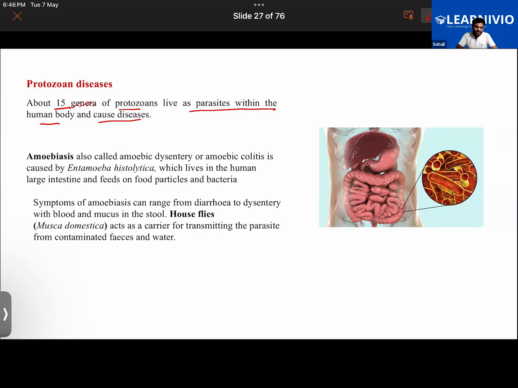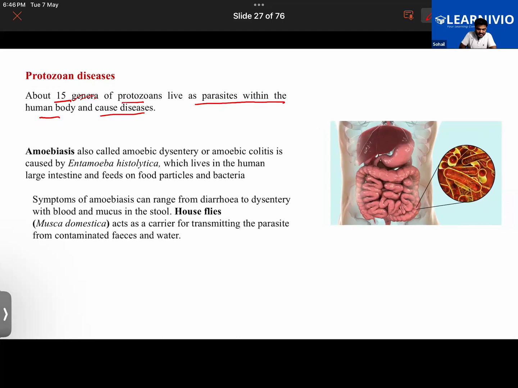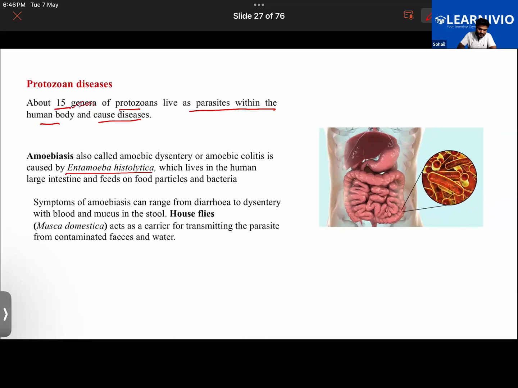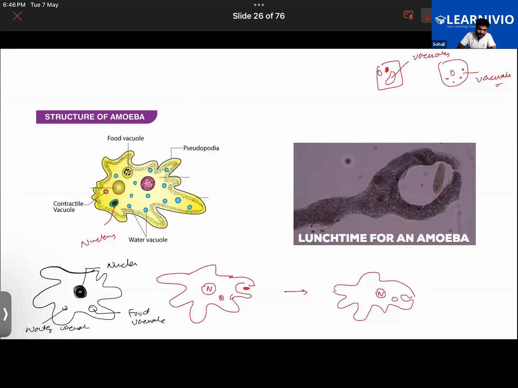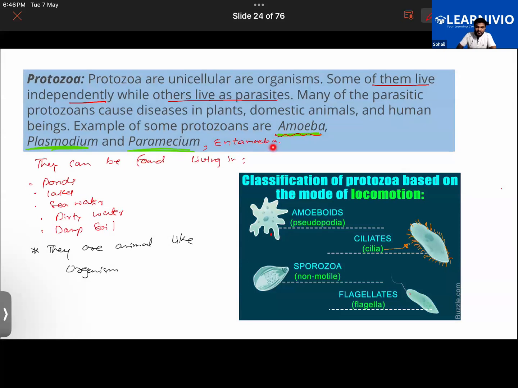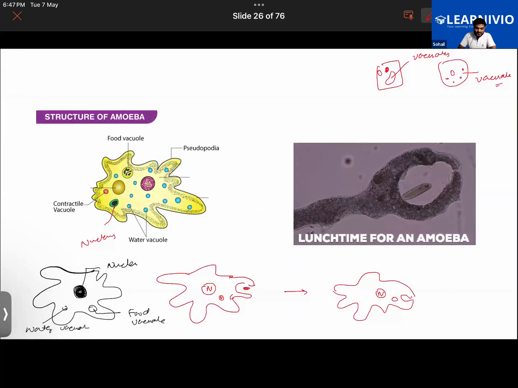But as of now, we are talking about those kinds of protozoa that are living as parasites inside the human body. The first type you have got is amoebiasis. It is also called amoebic dysentery or amoebic colitis. It is caused by this protozoa. The name of the protozoa is Entamoeba histolytica. If you can recall, moments ago I wrote this name over here. So this is the amoeba that is known to cause amoebic dysentery in humans.